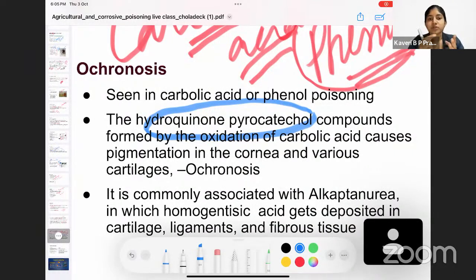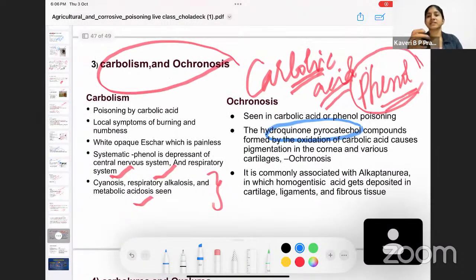Classically, ochronosis is seen in the case of alkaptonuria. It is a condition where homogentisic acid gets deposited in cartilage, ligament, and fibrous tissue. The same is seen in the case of phenol poisoning also. So when you see a patient who has consumed phenol, don't suspect alkaptonuria. One of the things that happen in phenol poisoning could be ochronosis, and not alkaptonuria, as the cause.